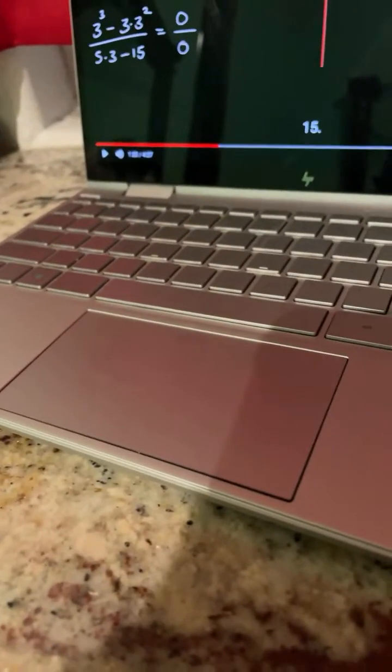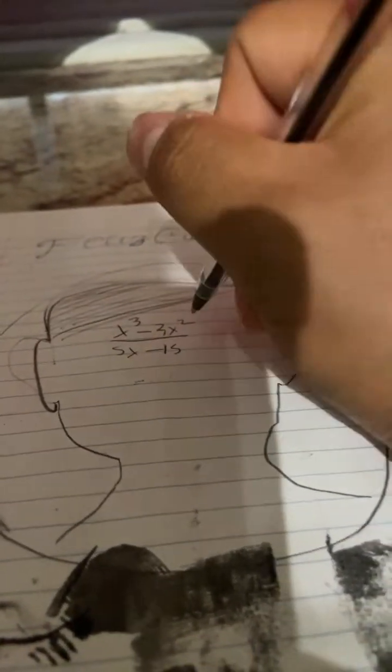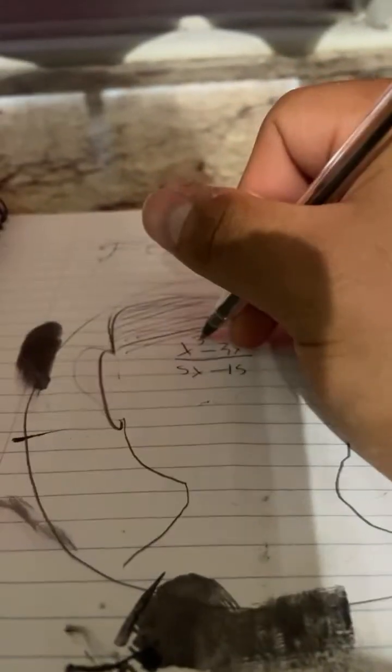All right, so you're saying it's 9 over 5. Well, actually, let's use L'Hopital's rule. I'm just going to use this scrap piece of paper. Ignore the drawings. All right, let's see. 3x squared and 5x minus 15. L'Hopital's rule. Okay.